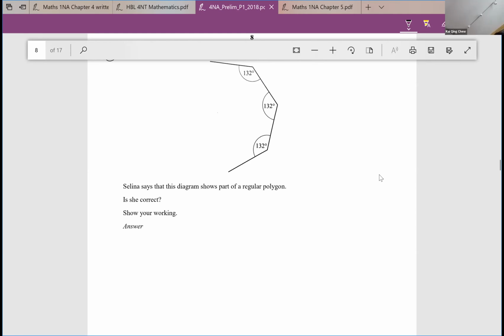Exterior angle: 360 divided by n, where n is the number of sides. Better go and write all your notes now. Don't tell me you got nothing to do. This is each exterior angle. Okay, so this is each interior angle.